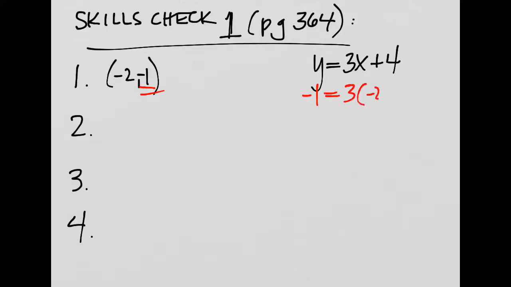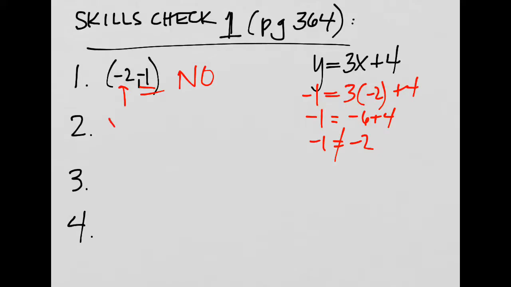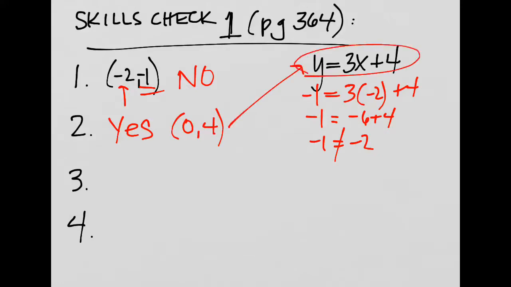3 times negative 2, put in the x value here for x, plus 4. Negative 1 equals negative 6 plus 4. Negative 1 equals negative 2. It does not equal, so the answer to this one is no. The answer to number 2 is yes. So the point (0, 4) lies on the line that is given by this rule.